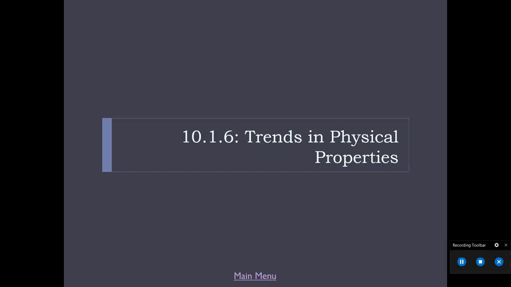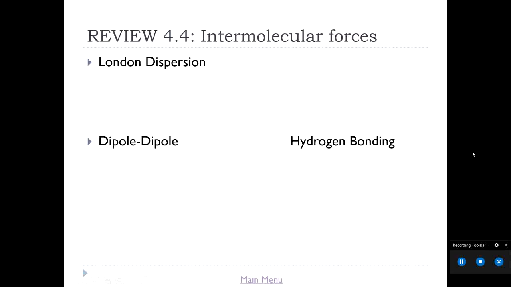Hey everyone. So today we're going to be looking at trends in physical properties of different organic compound series. We're going to examine some differences as we increase in the homologous series, which we studied previously, as well as what happens when we switch up the functional groups. But before we jump into this, we have to do a quick review of the intermolecular forces. These are the forces that govern the physical properties that we're going to study.